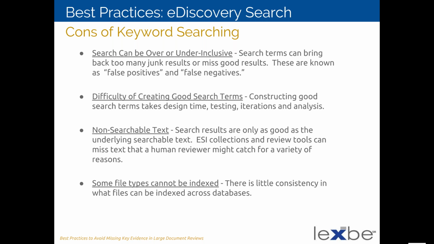You may have documents that are going to have non-searchable text. So obviously your results are only as good as the underlying searchable text. So ESI keyword collections and their review tools can miss text that a human reviewer might be able to see. So for instance, you have an old set of medical records that are scanned in, and the OCR quality is not good because these were maybe generated on a typewriter or they have a doctor's handwriting on them.